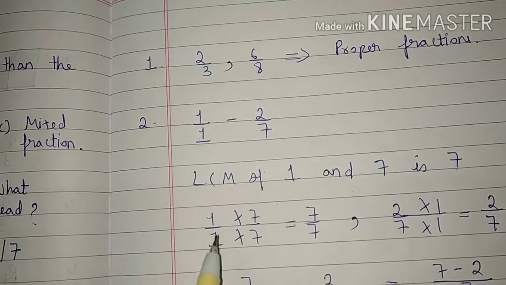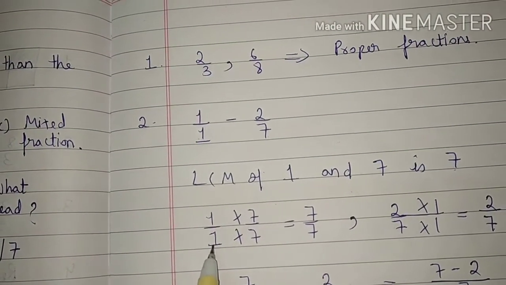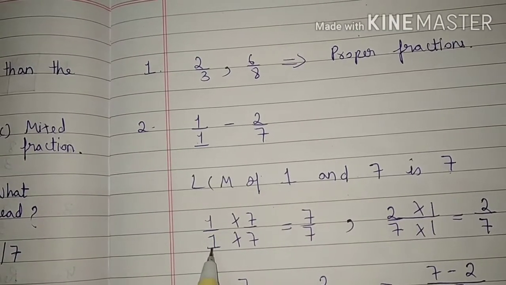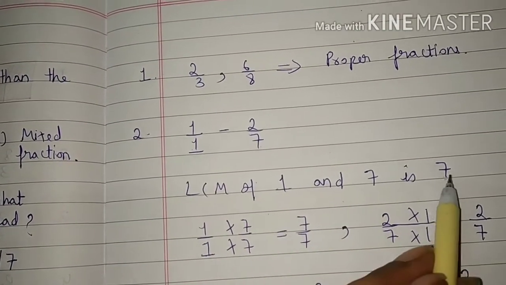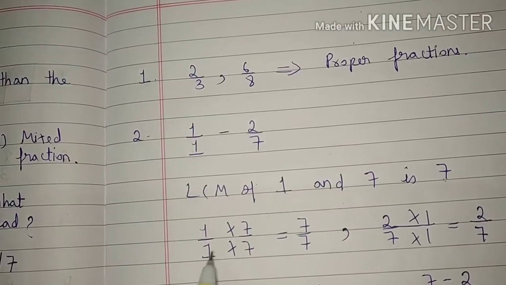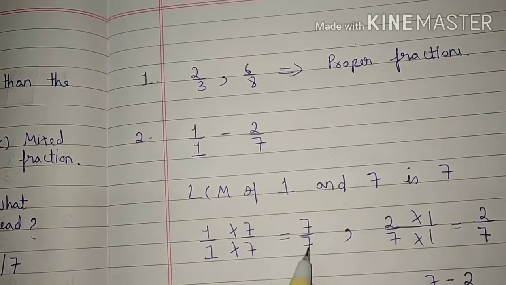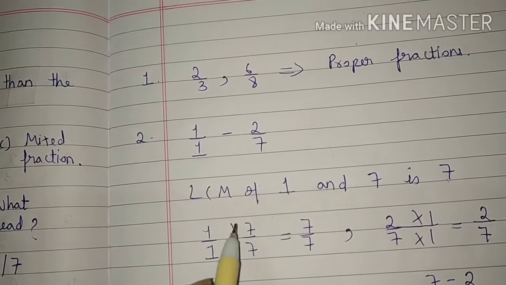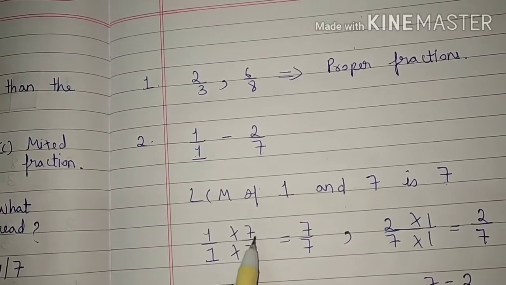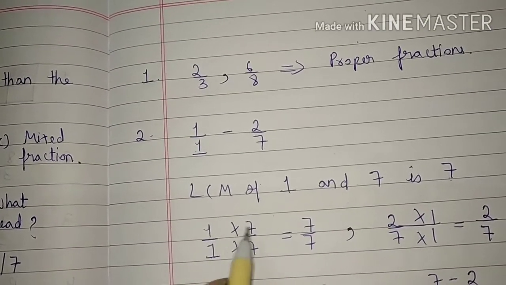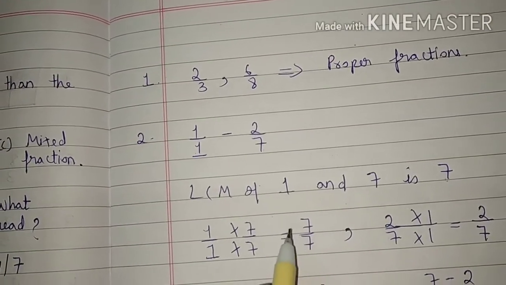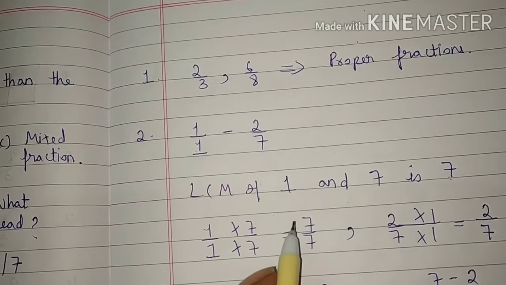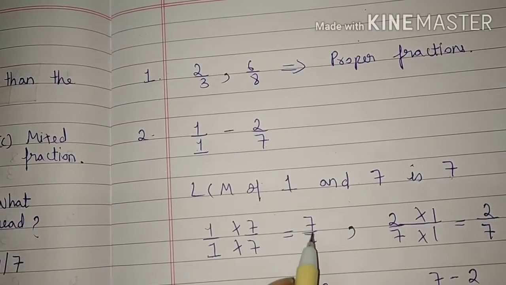Now students, 1 को कितने टाइम्स मल्टीप्लाई करें कि हमारा डिनोमिनेटर एलसीएम के बराबर आए. So 1 into 7 is equal to 7. स्टूडेंट्स, जिस नंबर से आप नीचे मल्टीप्लाई कर रहे हो उसी नंबर से आप ऊपर भी मल्टीप्लाई करोगे. So 1 into 7 is equal to 7. Now students, your fraction is 7/7.